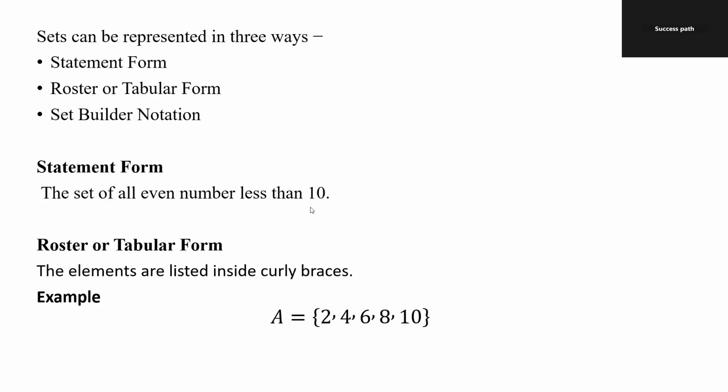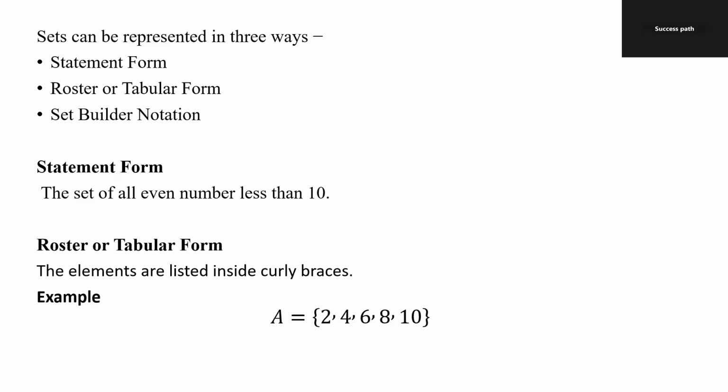Sets can be represented in three ways: statement form, roster or tabular form, and set builder form. Take statement form first. A statement form is, for example, the set of all even numbers less than 10, or the set of all odd numbers, or prime numbers. Any set can be given in this form as a statement.